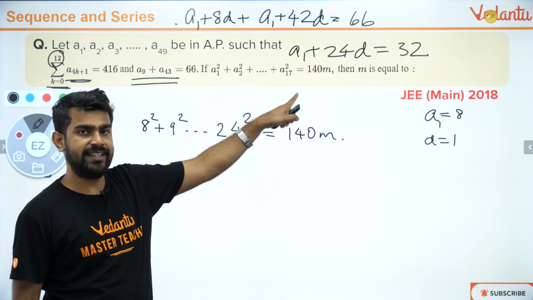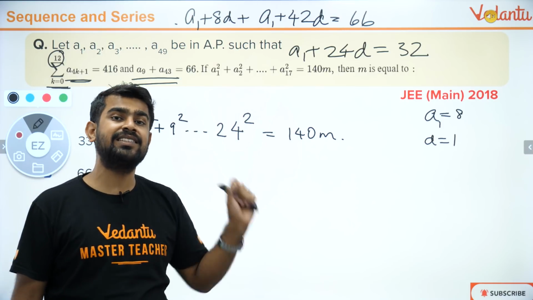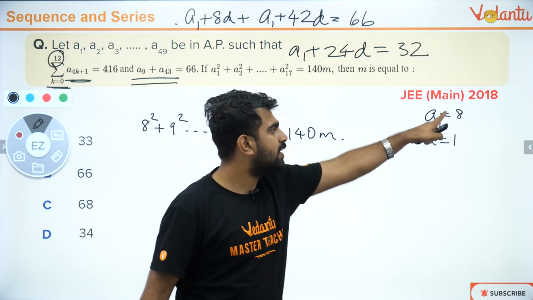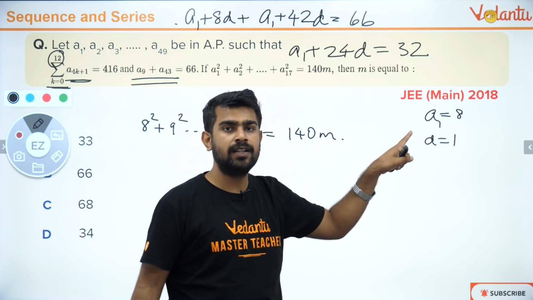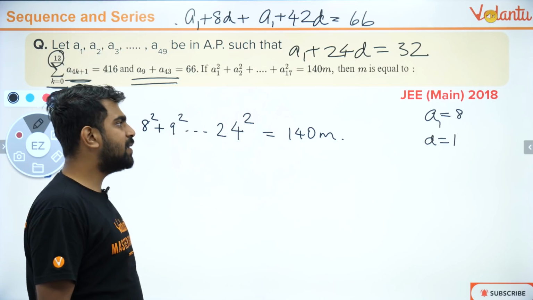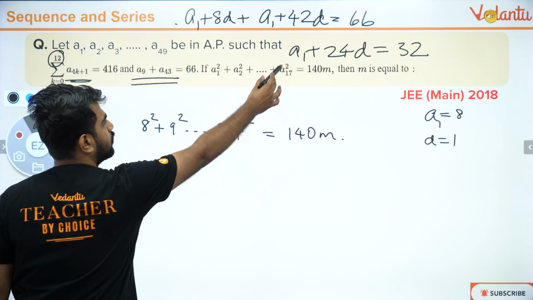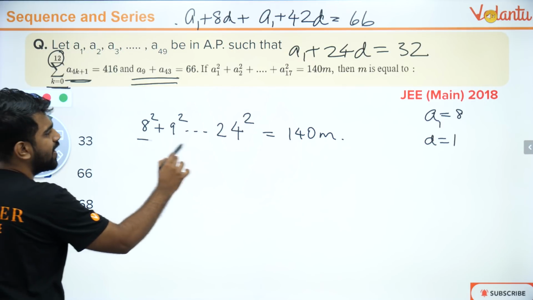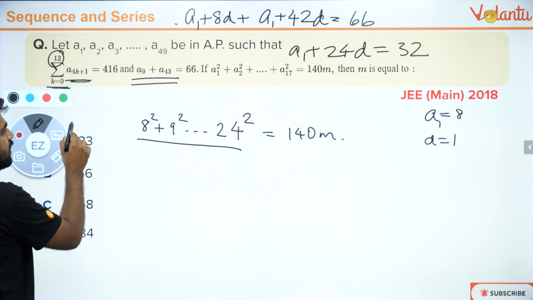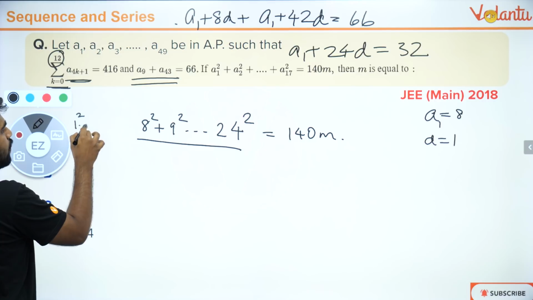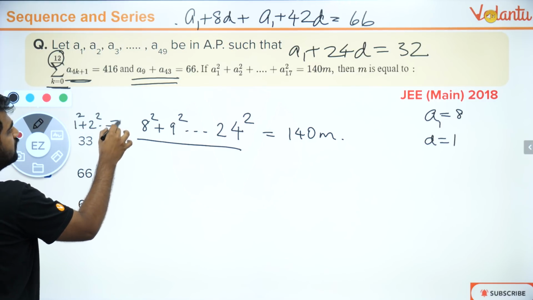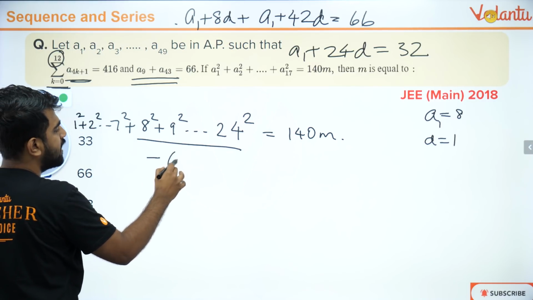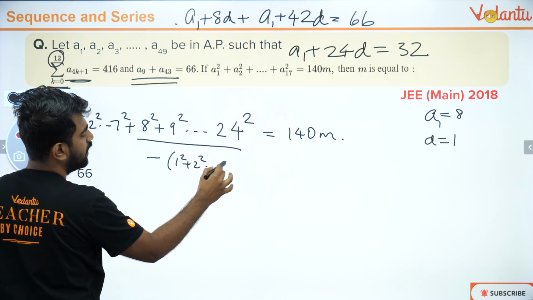And till a17. a17 will be a1 plus 16 times d. a1 is 8 plus 16 times d will be 16. So 8 plus 16, 24. That's what I've written. And square is there. Now this I can't calculate directly. So what I'll do is I'll add 1 square, 2 square all the way up to 7 square. And I will subtract 1 square plus 2 square all the way up to 7 square.